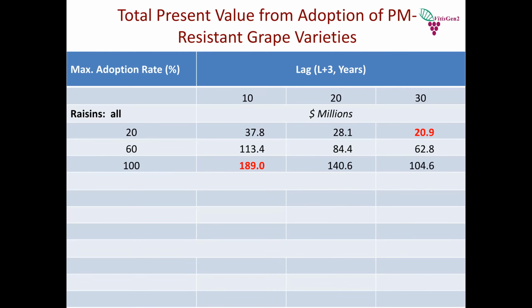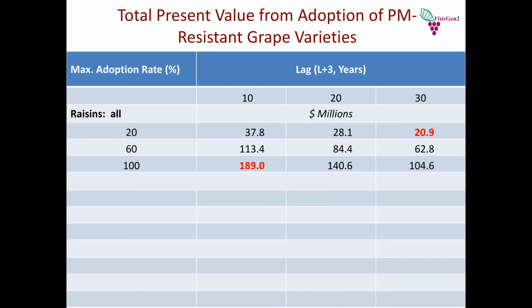So this table shows for raisins, we've got different rows for adoption rates for 20, 60 or 100% adoption. And then we've got how long do we have to wait before the varieties become available, 10, 20 or 30 years, and that completes this table. And the numbers range from as low as $20.9 million. That's the total present value, $20.9 million today after waiting 30 years, if only 20% of the industry adopts. That number's almost twice as big if we only have to wait 10 years. And then it's 10 times as big if we have 100% adoption.